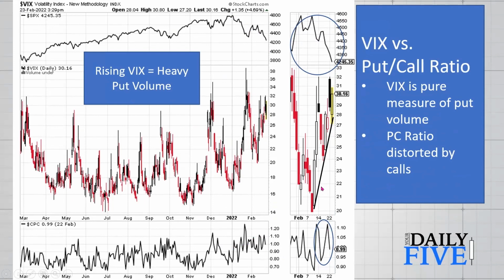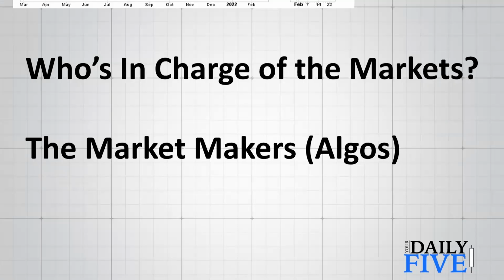However, if we look at it closely here, the VIX has been in a short-term uptrend, and it has been a much better indicator of what the market has been wanting to do, which is to fall. So again, you don't want to ignore the put-call ratio. It can be a good indicator at major market bottoms especially, but you want to keep an eye on the VIX because that tells you that there's heavy action in put options. I'm going to tell you why that's important next.